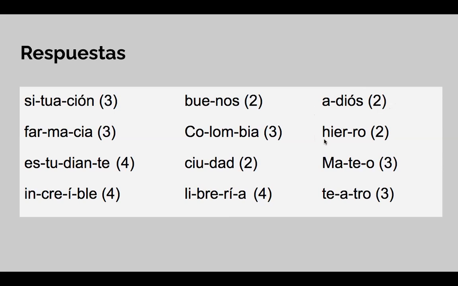Hierro. There is a diphthong here, and there are 2 syllables in hierro. Mateo. Remember, the strong vowels never are part of the same syllable. So the E will separate off from the O, giving us 3 syllables. Mateo. Teatro. E and A are strong. They must be in separate syllables. Teatro tiene 3 sílabas. How would you do?